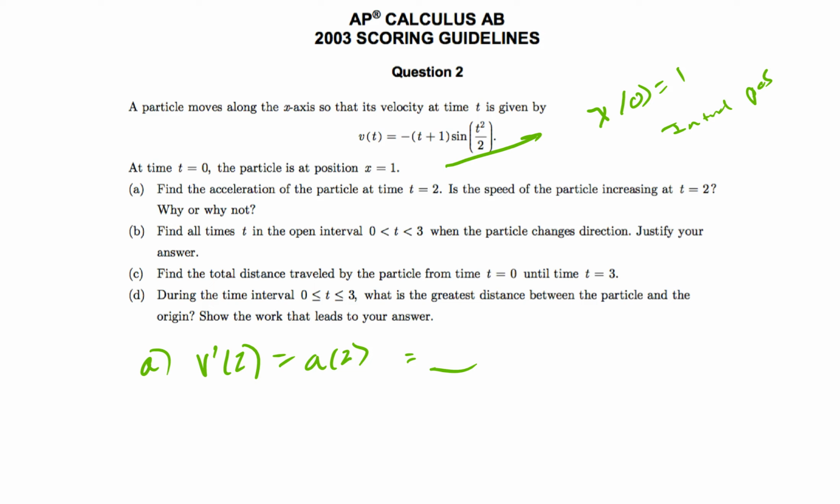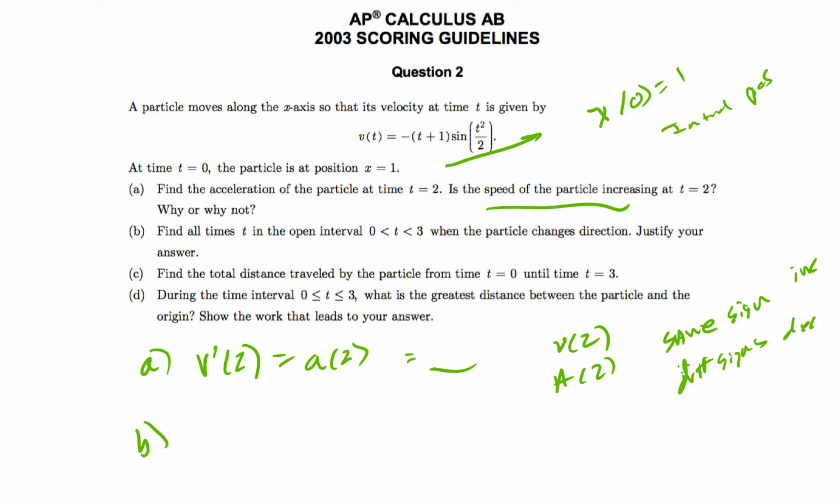Is speed increasing or decreasing? So remember, if you want to compare speed increasing or decreasing, then all you gotta do here is compare v of 2 and a of 2. Plug them both into your calculator. If they're the same sign, speed's increasing. If they're different signs and working against each other, it's decreasing. Done.